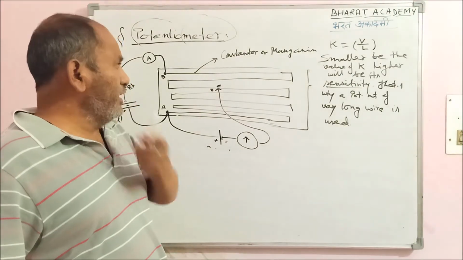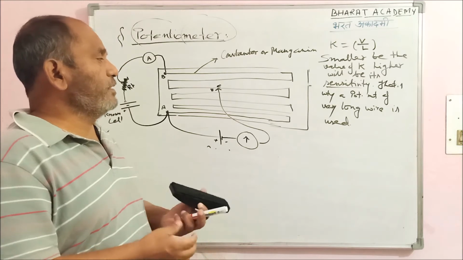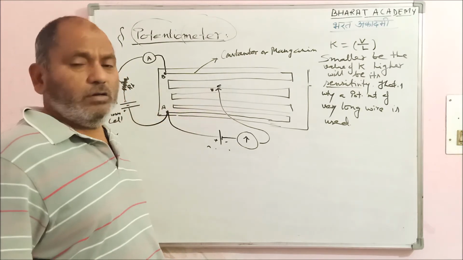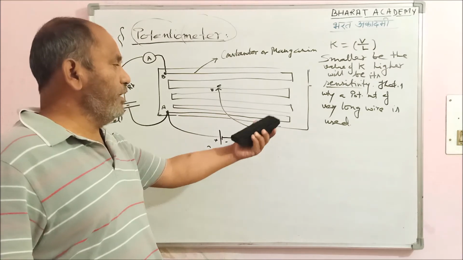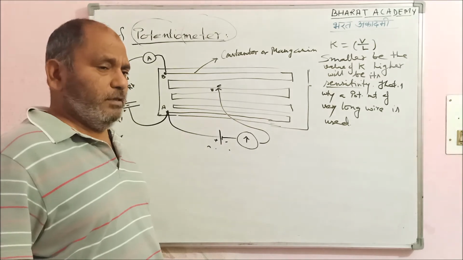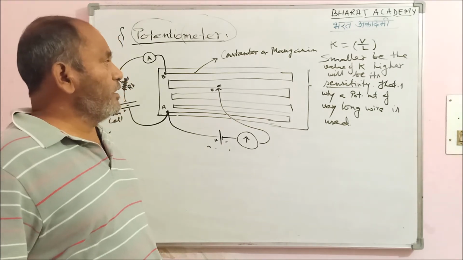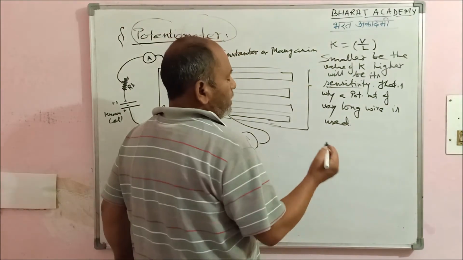So sensitivity K is equal to V by L. The smaller the value of K, the higher the sensitivity of a potentiometer. That's why we use a long wire potentiometer. In our lab we mostly have a 10 meter wire potentiometer, just to increase the sensitivity. And as far as the unit is concerned, it is volt per meter or per centimeter.